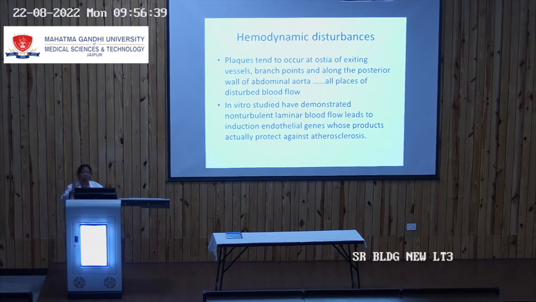In vivo, where the branches occur, it is more common in the posterior abdominal aorta, because there is pressure of the organs there and the flow is not very laminar. Also there are various branches of the arteries, so it is more common in the posterior abdominal aorta.